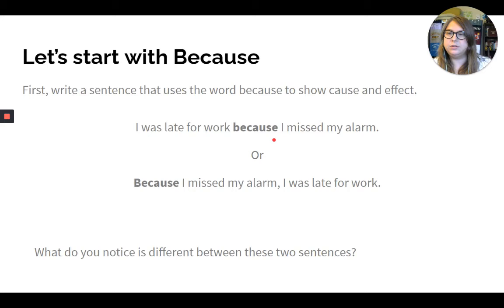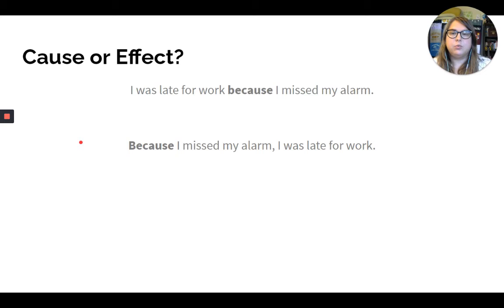So why do we do this? Why do we change the grammar? Why do we change the structure of the sentences? A lot of it has to do with showing cause and effect appropriately. So the first thing we want to do is make sure we can tell the difference between cause and effect. So let's take a look at our first sentence. I was late for work because I missed my alarm. What I see is the two halves of the sentence are showing me cause and effect.